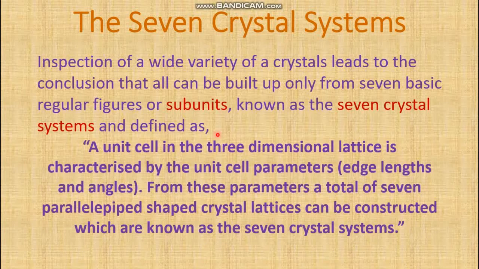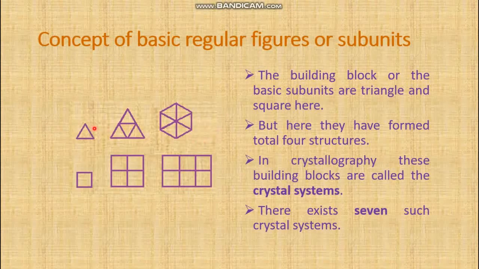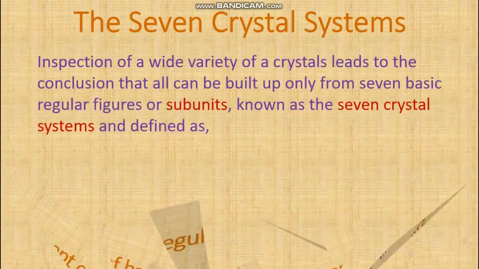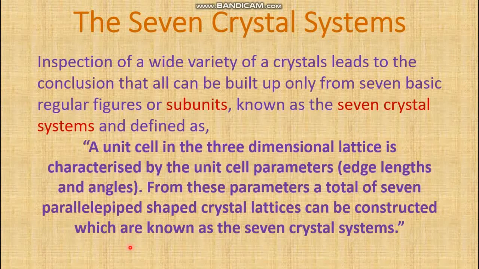Let me recap this part once again to make it clear. These are the crystal structures, these are the different shapes, okay, made by the basic subunits. That actually we are going to classify these basic subunits. This is a triangle, this is one subunit, this is a square, this is another subunit. So in crystallography there are 7 types of basic subunits. Okay, these are known as the 7 crystal systems. So what is its definition?